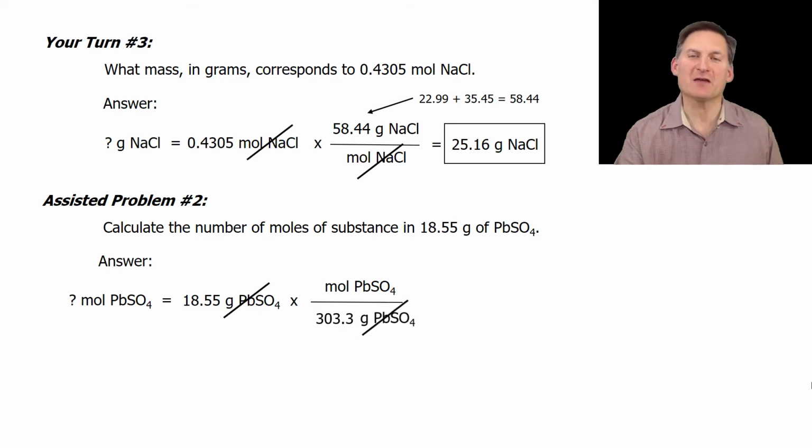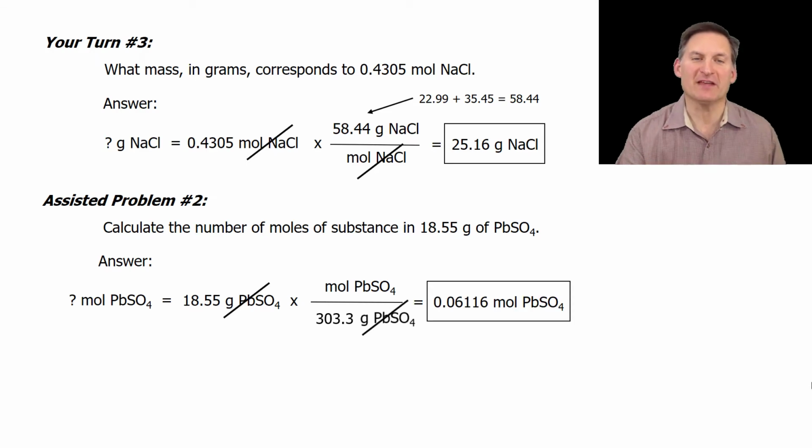Notice how we put the value for molar mass in the denominator. The molar mass value always goes where the gram unit is. If grams is in the denominator, you need to bring the molar mass downstairs too. Now, please do the arithmetic and solve the problem. Stop the video now. The math this time is 18.55 divided by 303.3 to give us approximately 0.06 moles of lead-2 sulfate.